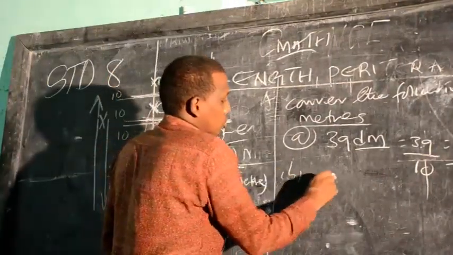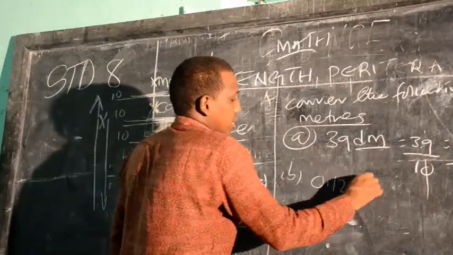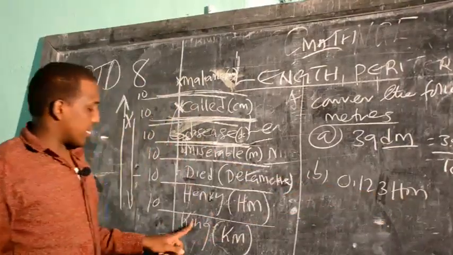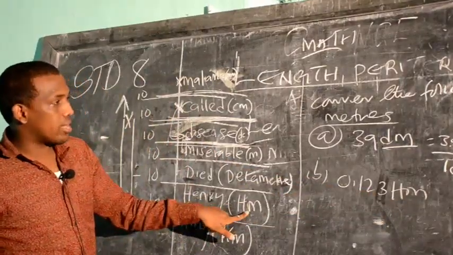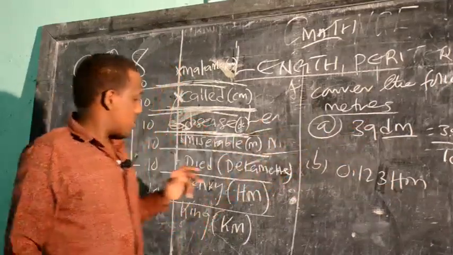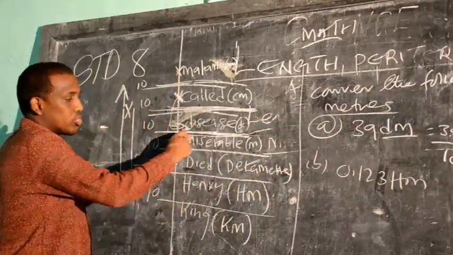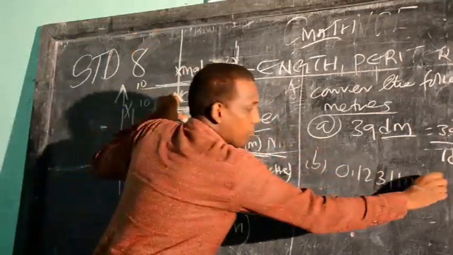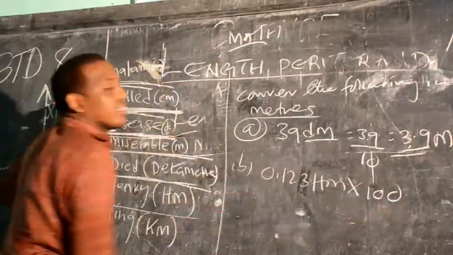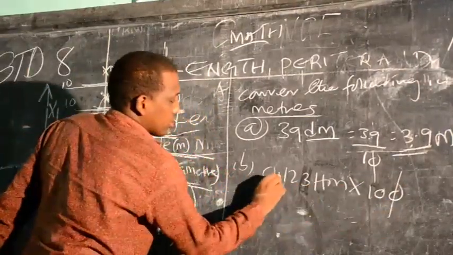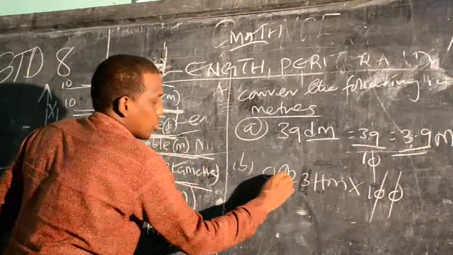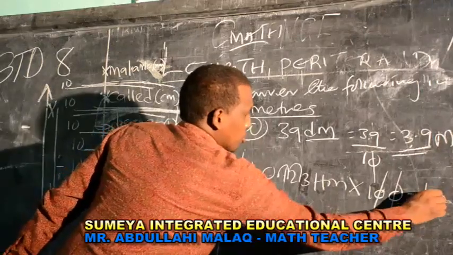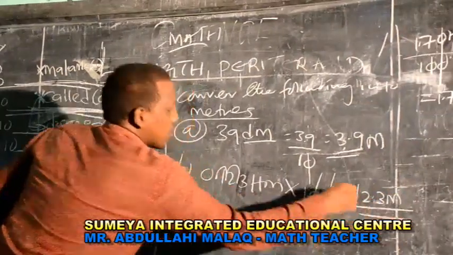Question B, 0.123 hectometers. You change to meters now. Hectometer is here, King Henry. H is Henry, hectometer. They want us to change this hectometer to meters. Where is hectometer? Hectometer is here. We're going to change it to meters. So 1, 2. We go up 2 steps. So we go up, we multiply. 2 steps, 100. That's how we solve. So the answer will be 12.3 meters. That's how we solve.